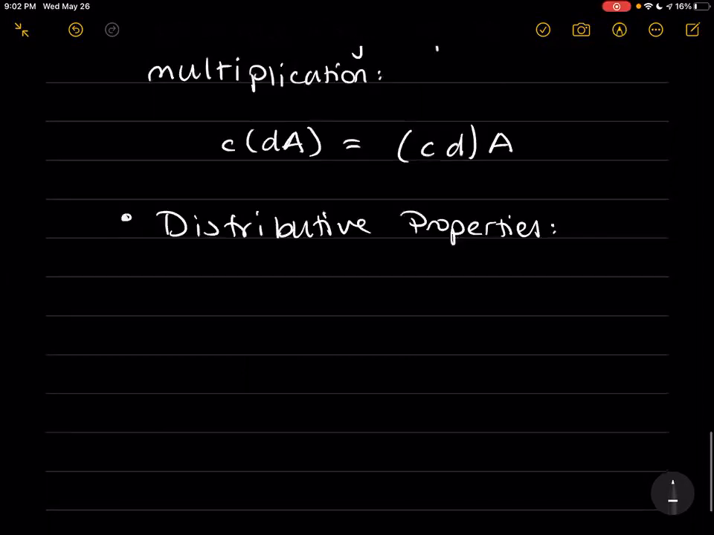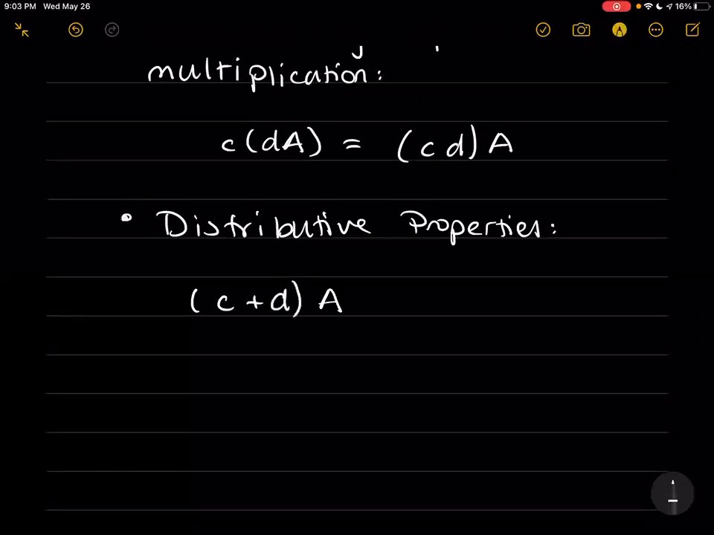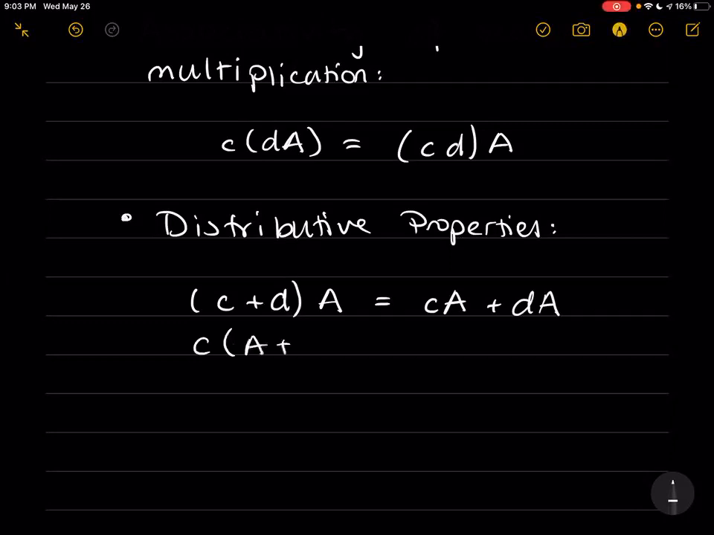So in particular, if we have the scalars C plus D, and we scaled A by C plus D, that's the same thing as scaling A by C and adding it to A scaled by D. So you can kind of distribute. Similarly, if we have a scalar C times a matrix addition A plus B, that's the same thing as scaling A by C and adding it to B scaled by C. So we can distribute that way as well.